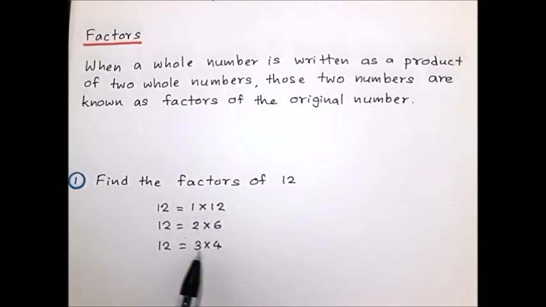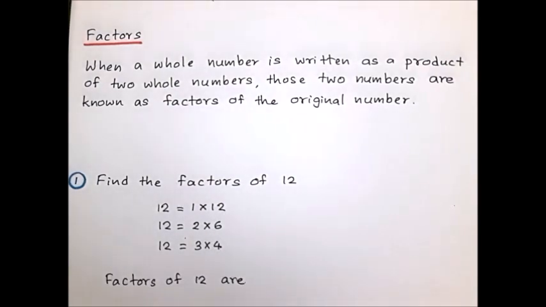1, 2, 3, 4, 6, 12 are the factors of 12. When you are writing factors, write these numbers in ascending order. 1, 2, 3, 4, 6, 12. Factors of 12 are 1, 2, 3, 4, 6 and 12.